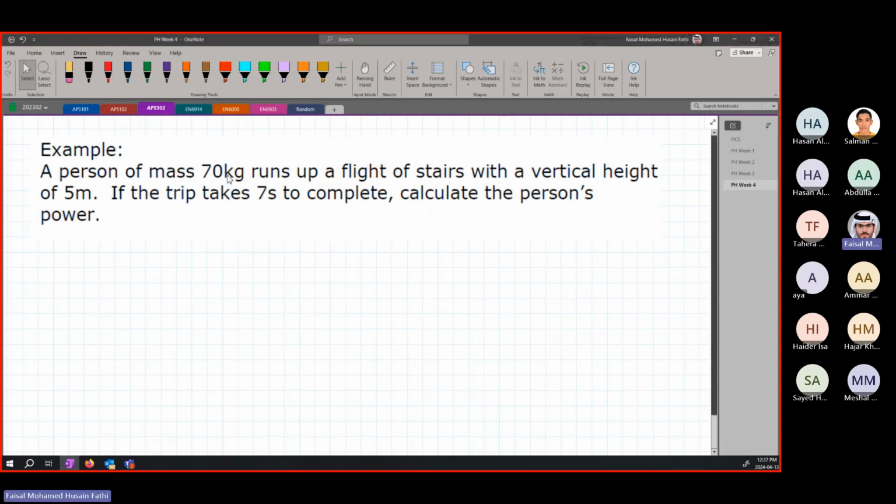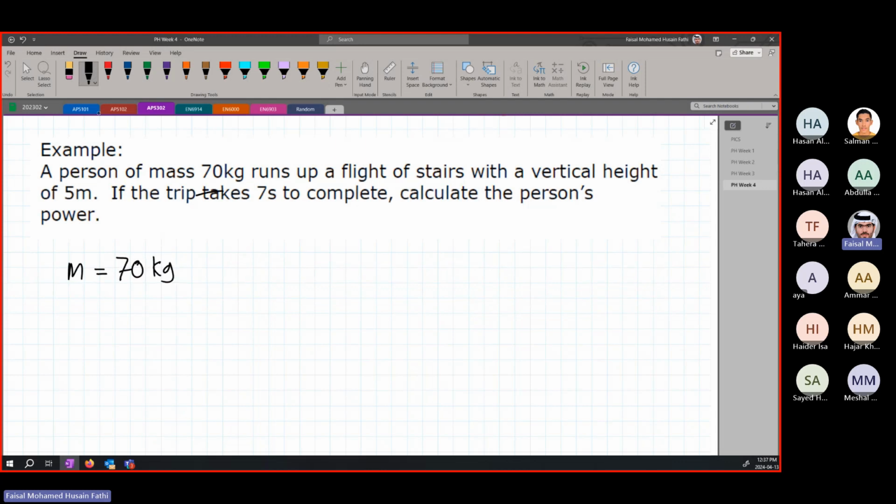So let's take this example, a simple example. A person of mass 70 kilograms. So we know that the mass is 70 kilograms. M is 70 kgs. Runs up a flight of stairs with a vertical height of 5 meters. See, when you read vertical height, you're going to instantly know that there's going to be potential energy, because it's moving vertically.